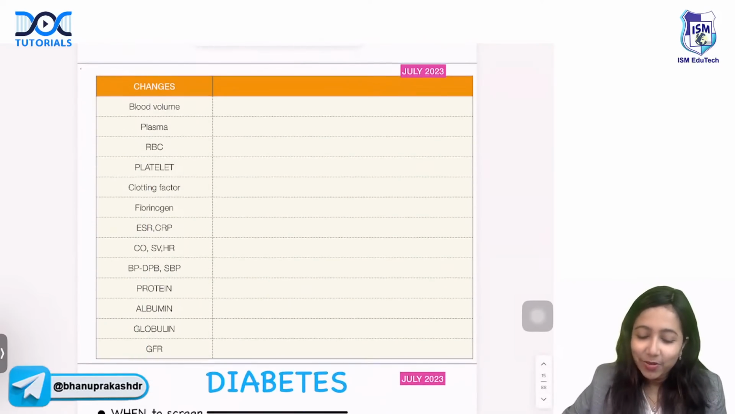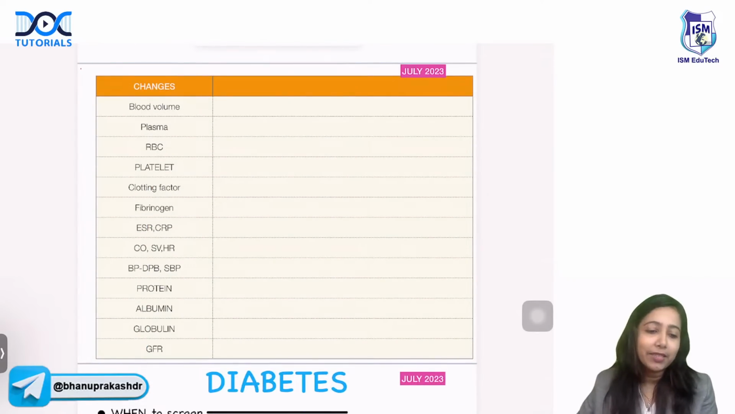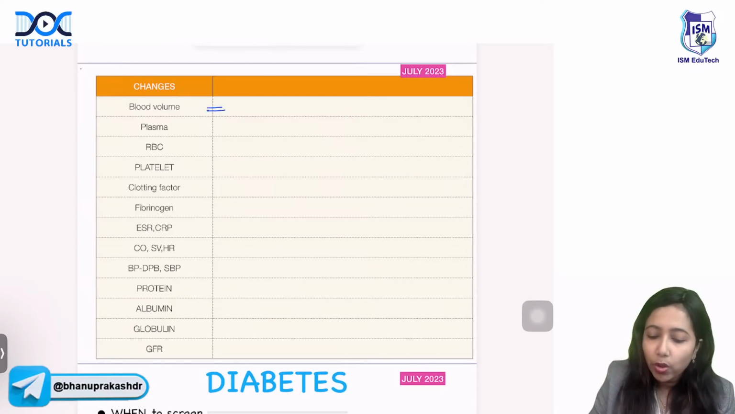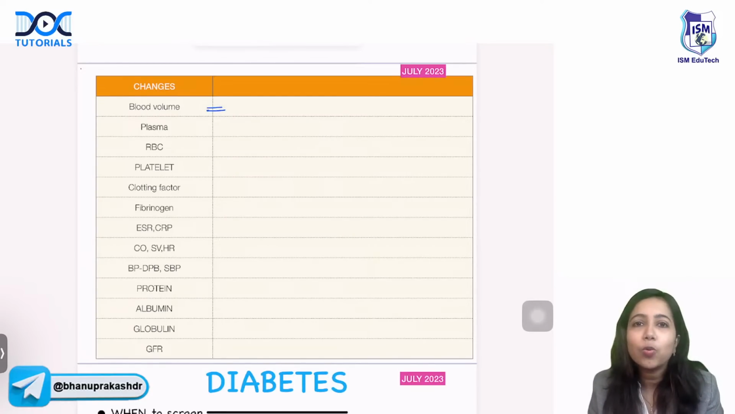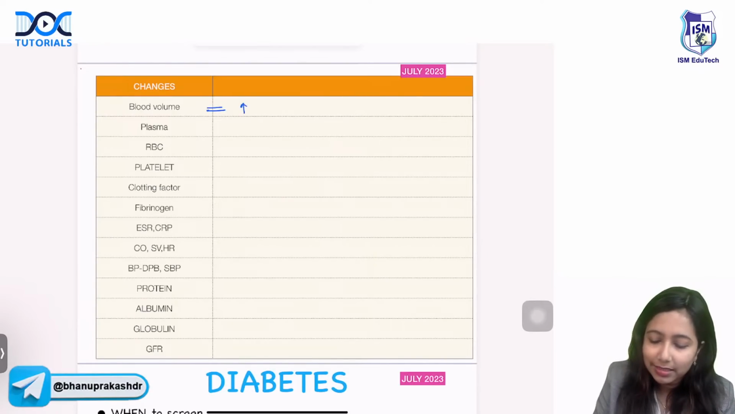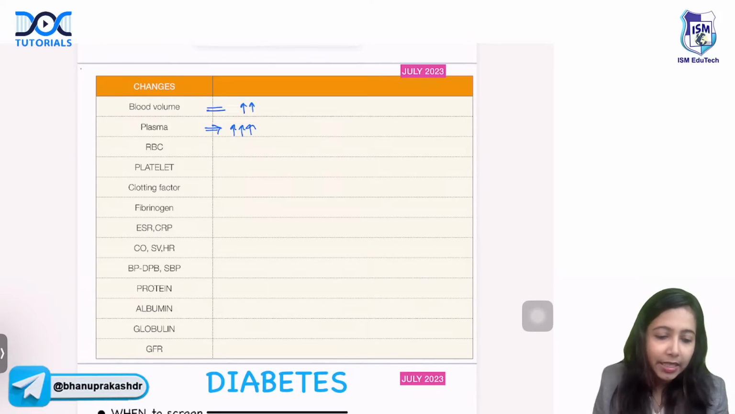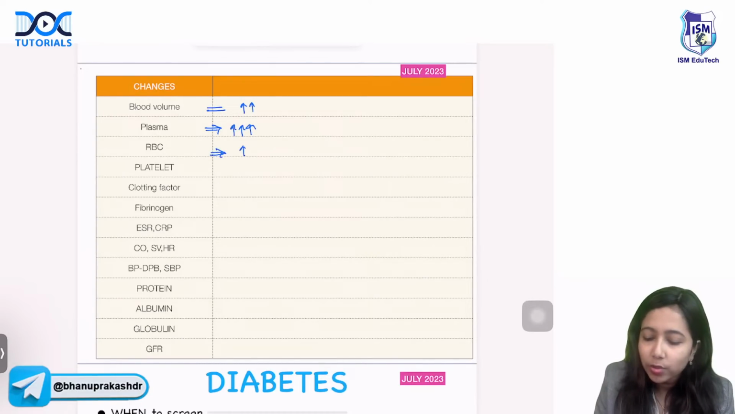All right. So now coming to the changes that are happening. This again is a simplified box of all the changes. So the blood volume, most of the things are going to increase. You just have to remember the exceptions of what decreases. Most of the things increase. The blood volume increases. The plasma volume increases. Even the RBCs actually increase.